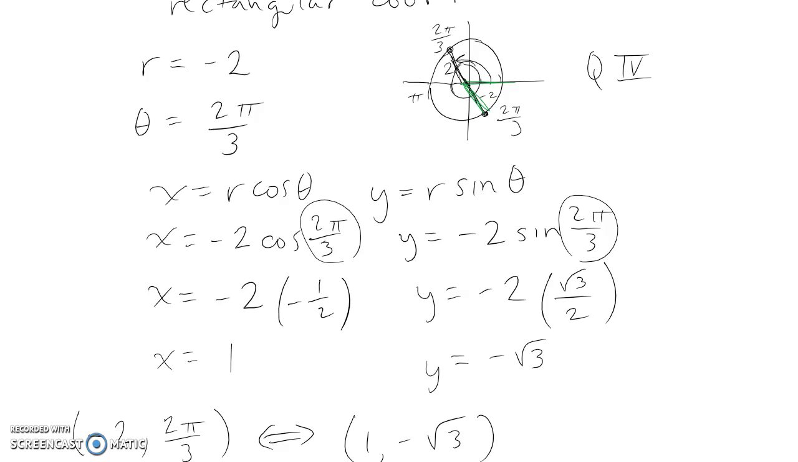But again, so you graph it to make sure you're getting in the right quadrant, but you use the original value of theta to plug into your cosine and sine. That way you get the correct sign here and here.